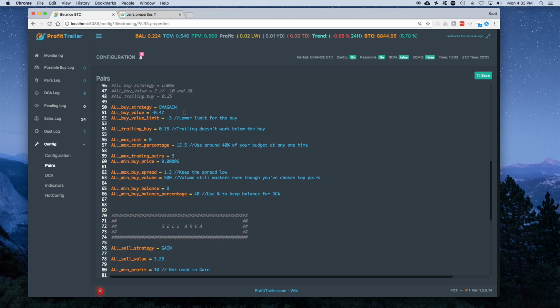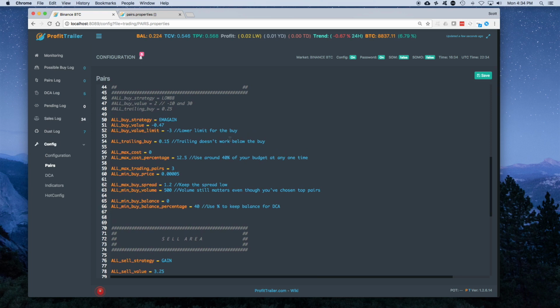Also, trailing does not work if you get below the all buy value limit. So that's something to keep in mind, that if it buys below that, then your trailing is not going to kick in for EMA gain. It does for low BB. There's no limiter on trailing.